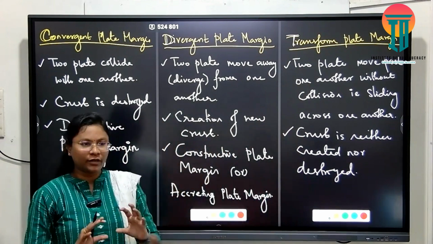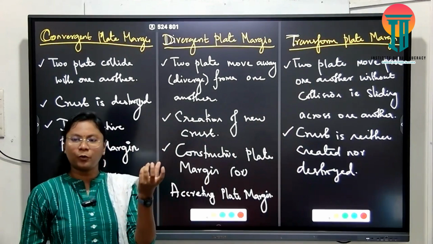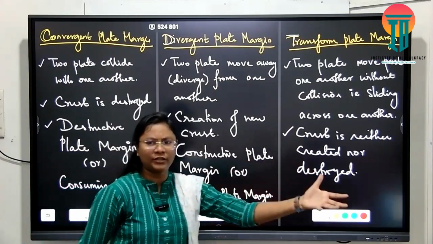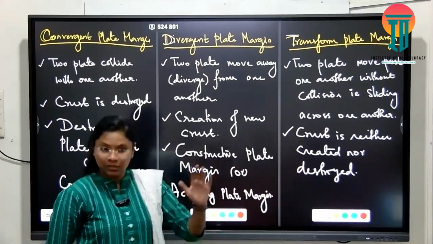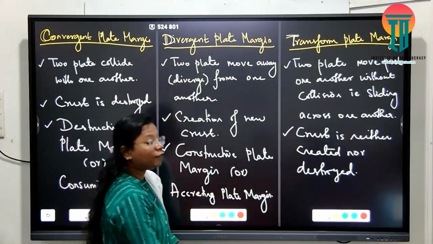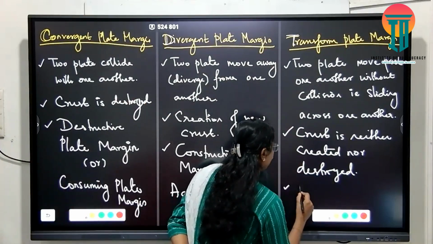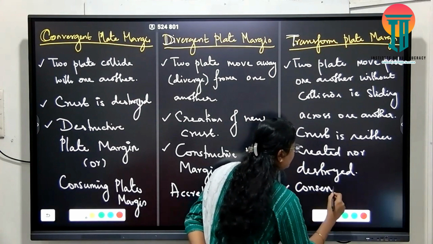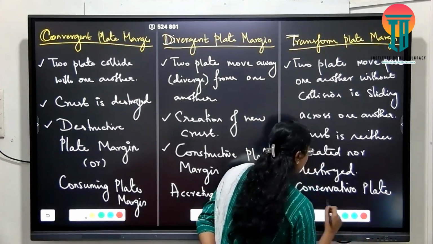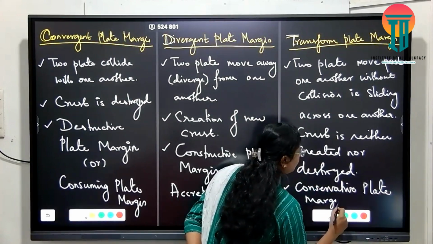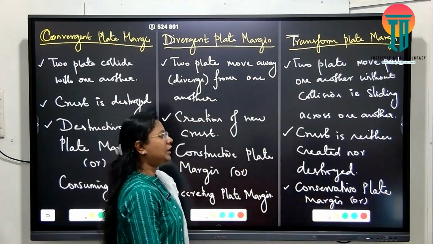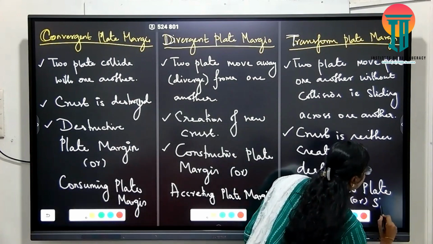Neither created nor destroyed, we use this for energy. Energy can be neither created nor destroyed, it can be transferred from one form to another, that is energy conservation. Similarly here the crust is conserved. So this is known as conservative plate margin, or shear plate margin, SHEAR, shear plate margin.